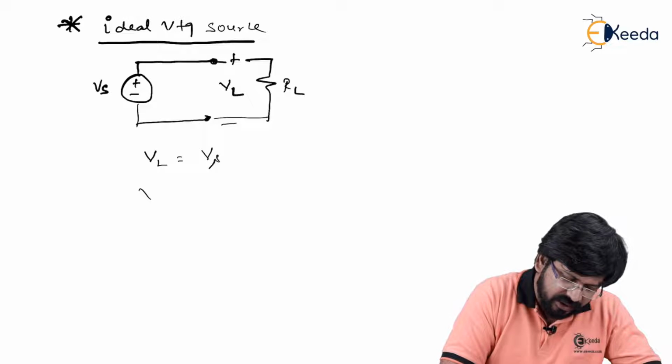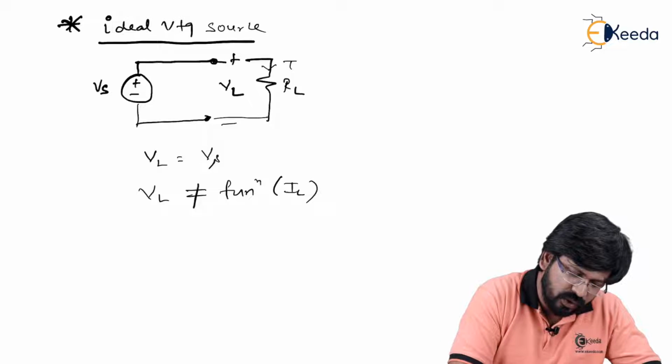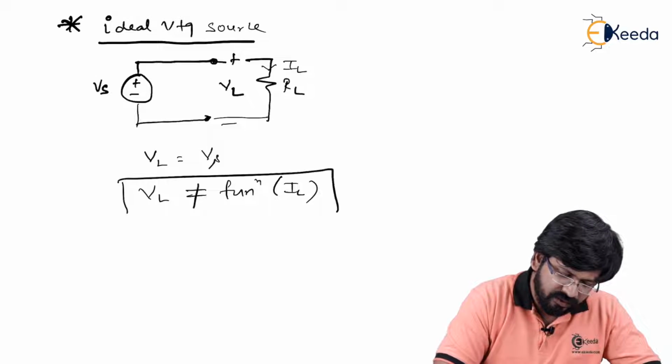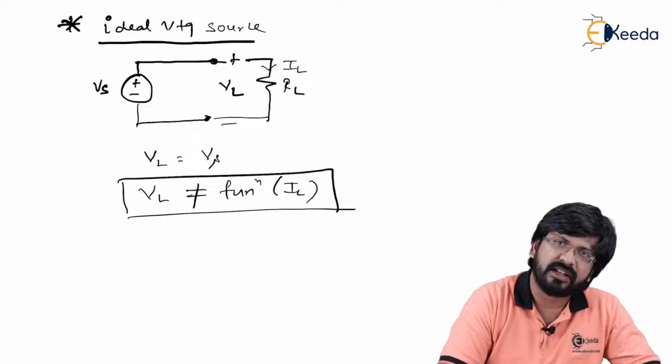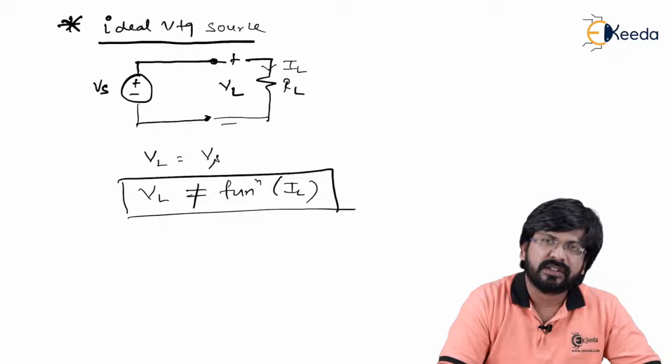Or I can say that VL is no more a function of IL. Am I right? IL is a load current which is flowing through RL now. So it is clearly seen that when VL is not a function of IL, there is no problem. But practically VL is a function of IL, as we have seen in the last slide. So this is how your voltage source really works, practical voltage source and ideal voltage source.